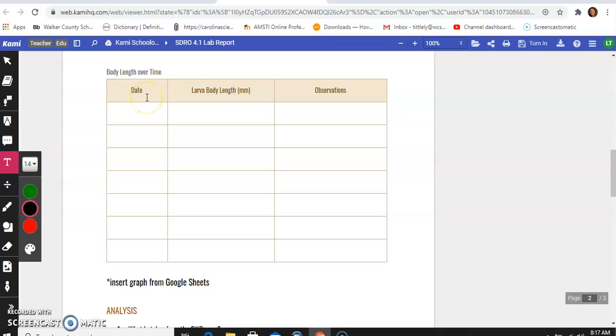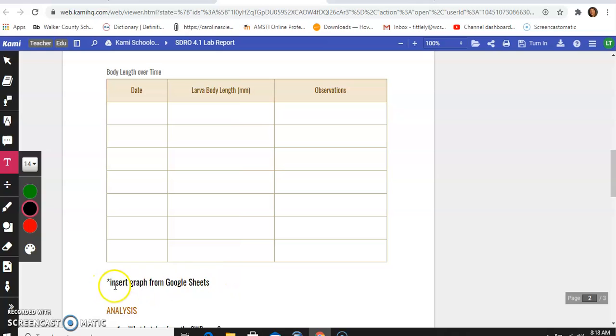But you will use the information from the background information and the calendar to help you simulate the date that it would be. And if you want to, you can just put day 1, day 15, whatever day it is on the calendar. And then I want you to estimate how big you think their body is and write down some observations of what they would look like at that time.